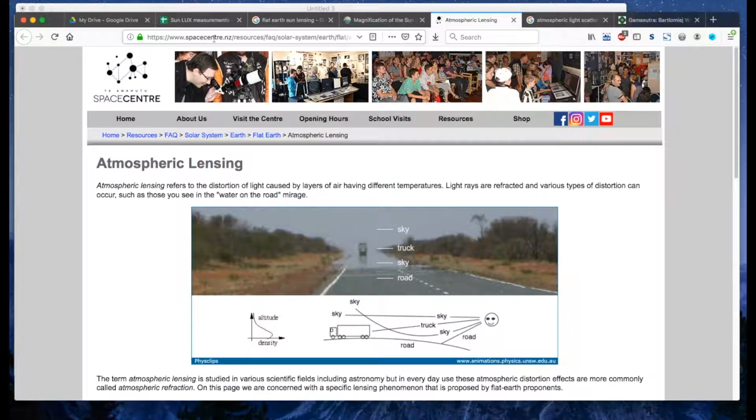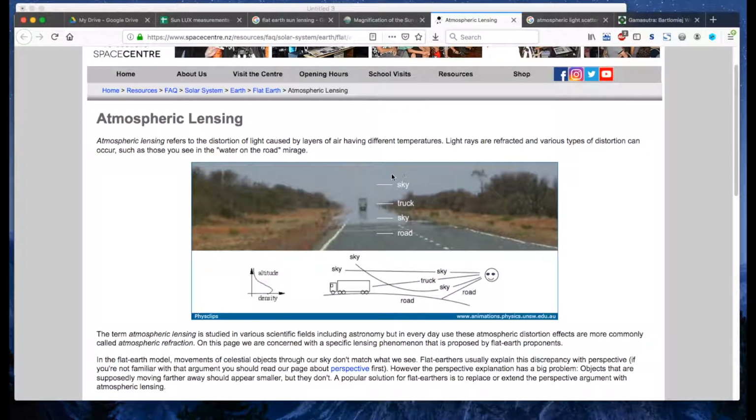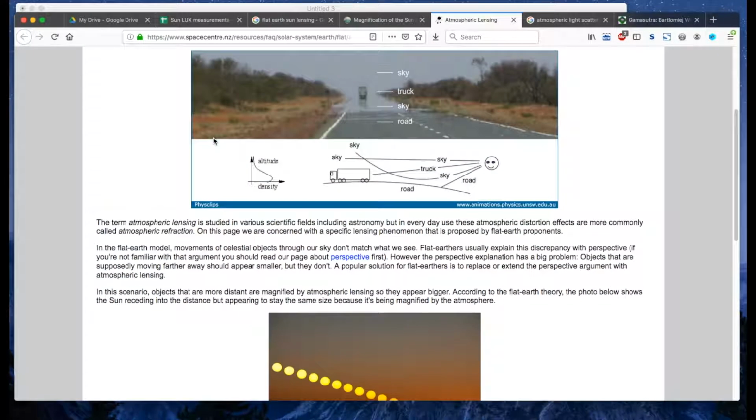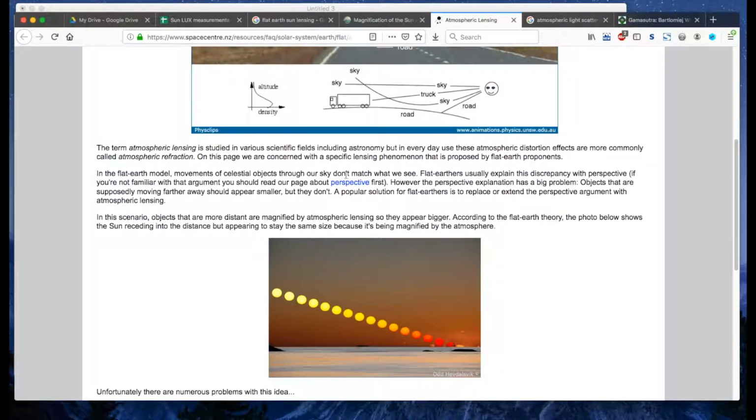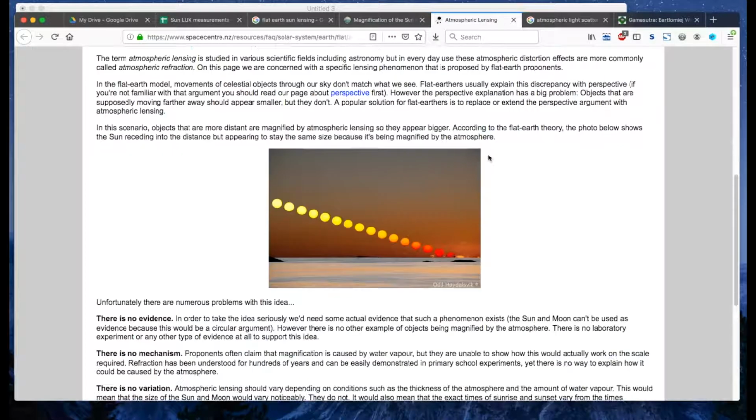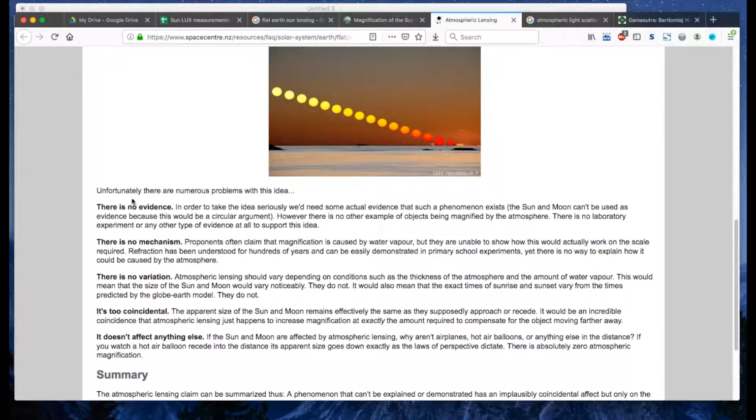So here's another one from the Space Center in New Zealand, and they basically describe what atmospheric lensing really is and how flat earthers use that to explain what's going on with the sun, and they also provide a number of reasons why that would not be the case.